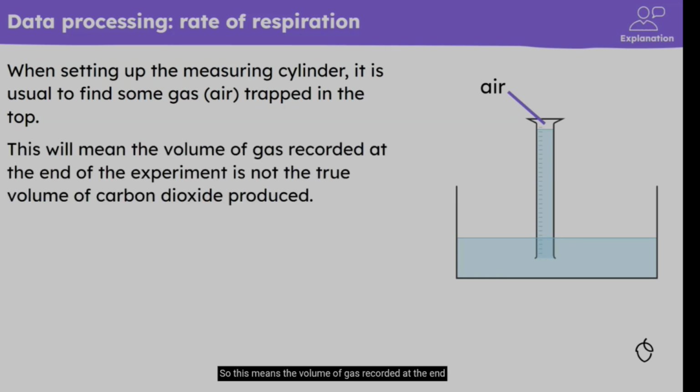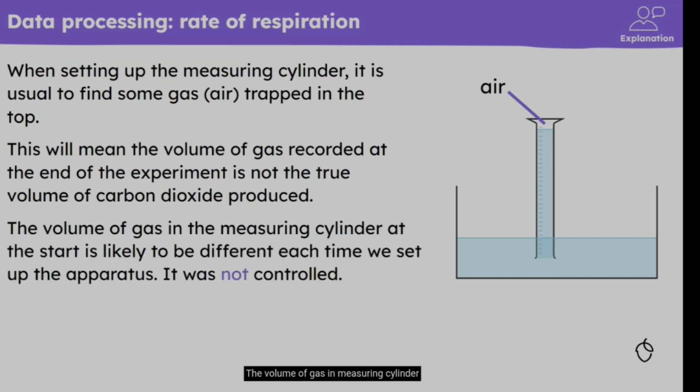So this means the volume of gas recorded at the end of the experiment is not the true volume of carbon dioxide produced, because of that air pocket that was there as a result of how you set up the apparatus. The volume of gas in the measuring cylinder at the start is likely to be different each time we set up the apparatus. It was not controlled.